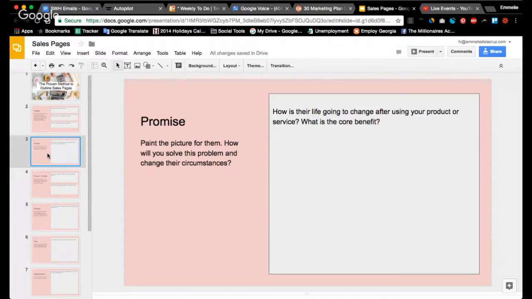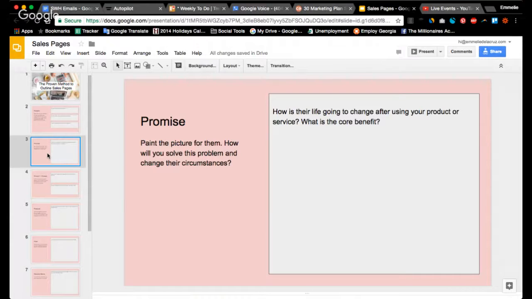People want things that are going to be life-changing. People want things that are going to help them move the needle. They don't want to buy things just for the sake of buying things. So in this section, you need to be very clear on showcasing how is their life going to be different after they purchase your product or service, and what are the core benefits of using your product or service. So let's go with the content planning example.